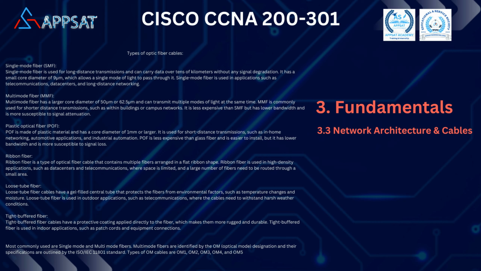Plastic optical fiber, POF. POF is made of plastic material and has a core diameter of 1 millimeter or larger. It is used for short-distance transmissions, such as in home networking, automotive applications, and industrial automation. POF is less expensive than glass fiber and is easier to install, but it has lower bandwidth and is more susceptible to signal loss.